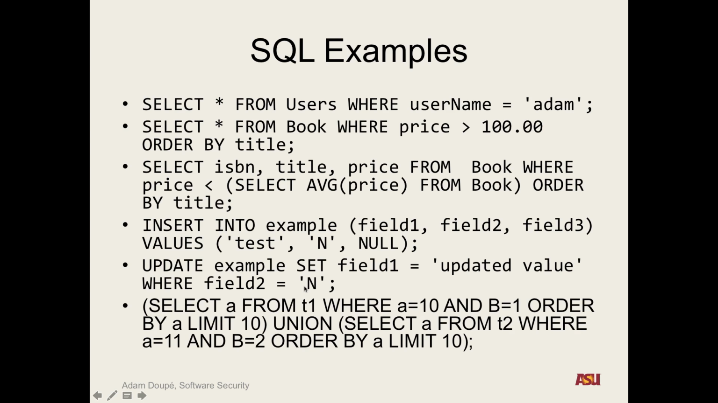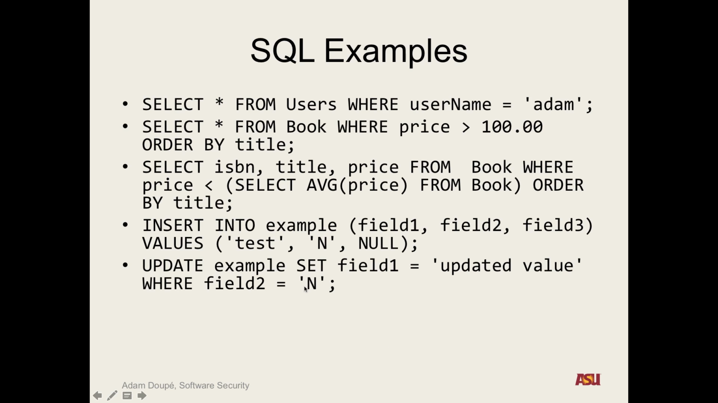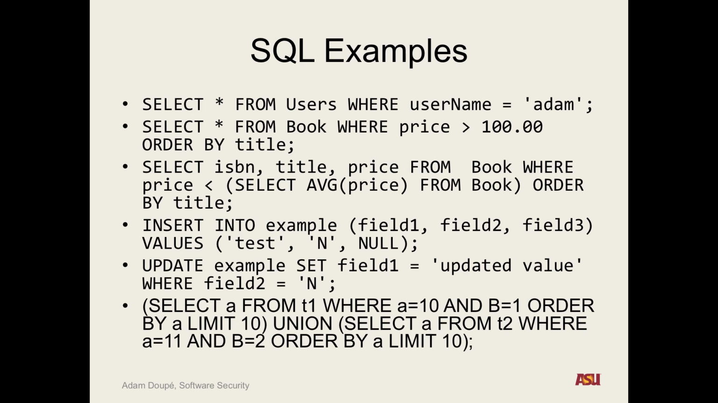SQL also allows us the ability to combine the results of two queries together. Here, this is what's called a union query. We're basically going to take the first query and put it together with the results from the second query and return that in one result. So we're going to get all of the A's from table 1, where A is 10 and B is 1. We'll get 10 of those, and we will add to that all of the A's from table 2, where A is 11 and B is 2. So this allows us to extract information from different tables in a programmatic way.